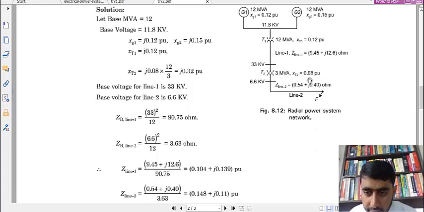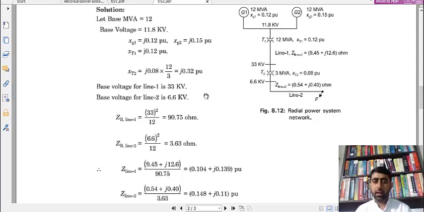Now XT2 is 0.08 on its own base, that is 3 MVA. We need to recalculate it on 12 MVA. So it will be equal to 0.08 into 12 by 3, that is SB2 by SB1, into VB1 by VB2. Since the voltage here is 11.8 and we have taken this base here, the base on this bus will be 33 kV, and the base on this one is 6.6 kV. The voltage ratio remains the same, so it will not change, whether the rating was 3 MVA or 12 MVA. That's why the voltage value is not shown here. So XT2 will be equal to 0.32 per unit.